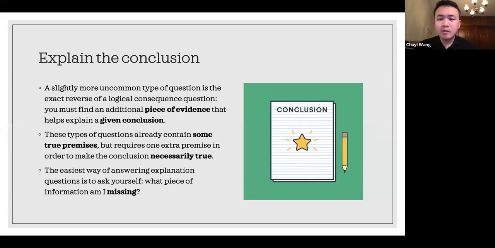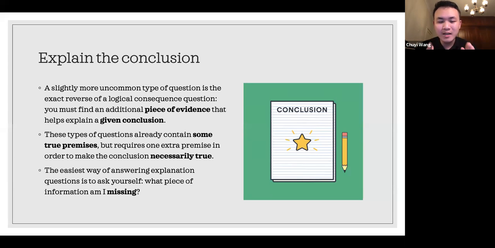So like I said, we need 1 extra premise to make it necessarily true. Now, similar to a logical consequence question, explain the conclusion questions usually only have 1 certain right answer as well. Okay, so it's kind of like maths, right? You're missing a variable, you're missing a number, you've got to find the number to make the equation correct. Anyone done a bit of algebra here, know what I'm talking about, right? You've got to solve for X, you've got to solve for Y. It's like that, right? There's an X or a Y in this question. You have to find what the value is.